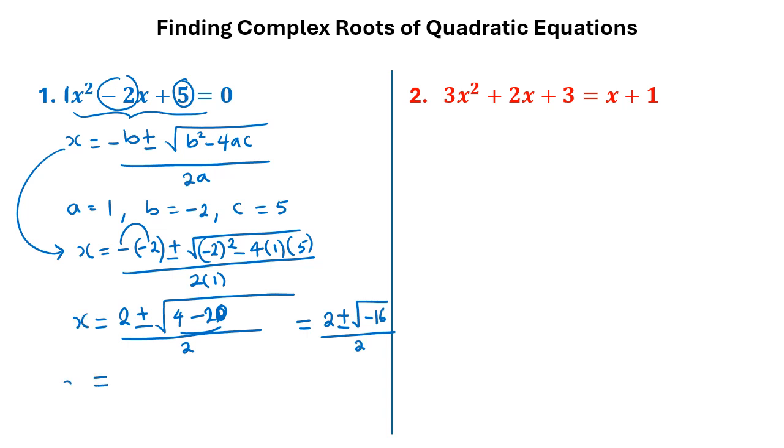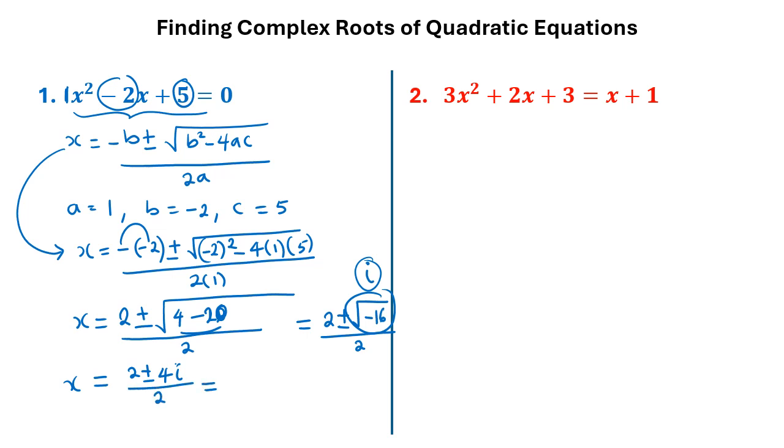That means the roots are x equal to 2 plus and minus the square root of negative 16, which means it will be a complex number, and I'm going to need to introduce i. I know the square root of 16 is 4, and because you have negative 16, you have to introduce your i and attach that to 4. Then I'm going to divide by 2.